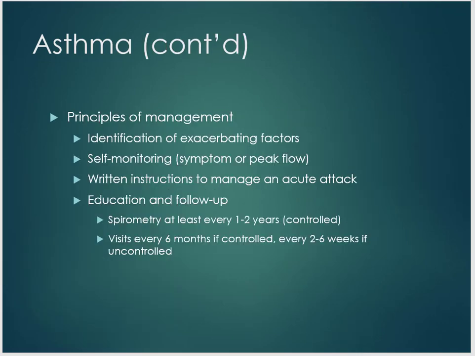In the management of asthma, it's important to identify exacerbating features. Self-monitoring, whether it's by symptom or peak flow at home, is important. The patient needs to have written instructions on how to manage an acute attack and then what they need to do if there's an exacerbation. And then education and follow-up with spirometry at least every 1 to 2 years if the patient is controlled, and then visits every 6 months if controlled, and every 2 to 6 weeks if uncontrolled.